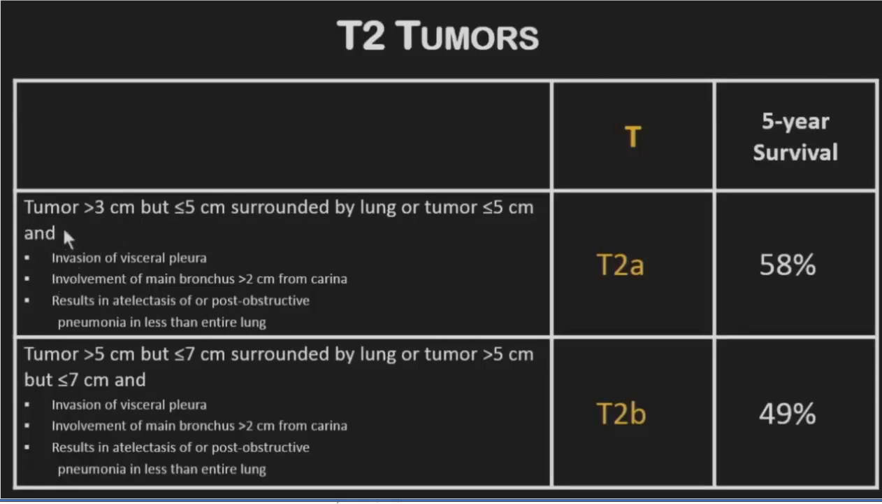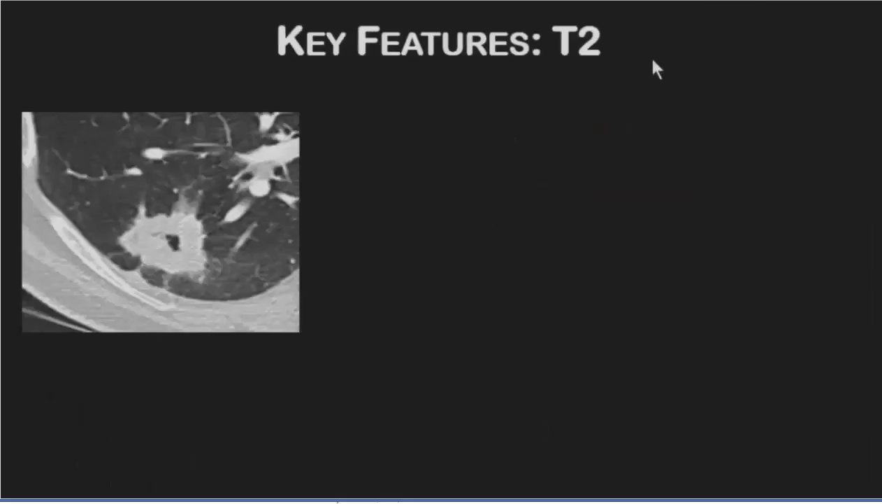So we're talking about invasion of the visceral pleura, whether there's involvement of the main bronchus more than 2 centimeters from the carina, or if there's collapse of a lobe, or whether there's pneumonia in a lobe. But it's important to note that this denotes less than the entire lung involvement. And here we have several examples of T2 tumors.